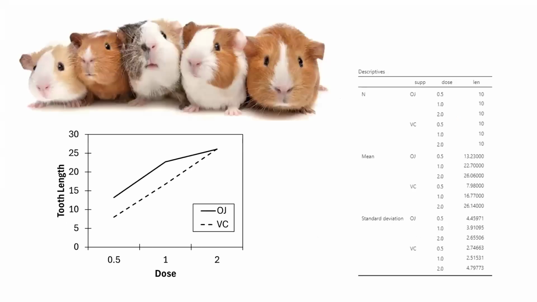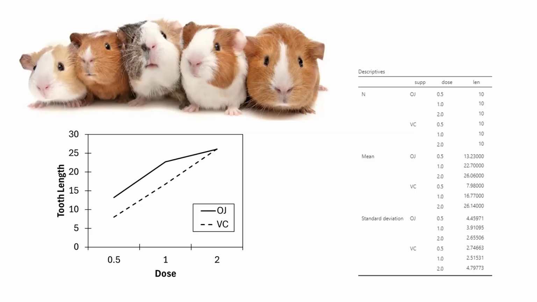Let's do another example. Here we have guinea pigs who received either orange juice or a vitamin C supplement. And they received a dose of 0.5, 1, or 2. Let's say that is, I don't know, milligrams of either orange juice or vitamin C. And we're going to look at the length of their teeth. How much do these supplements affect how long these guinea pigs' teeth grow? So I have the plot of my means, and the means in the table to the right that I got the same way that I just did to explore.